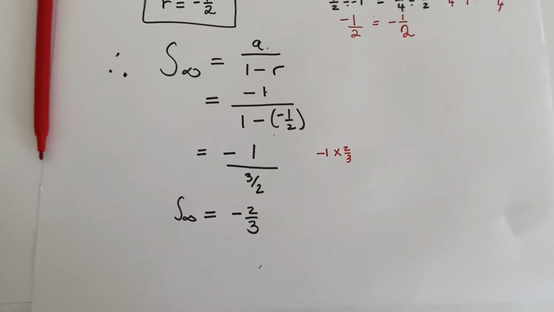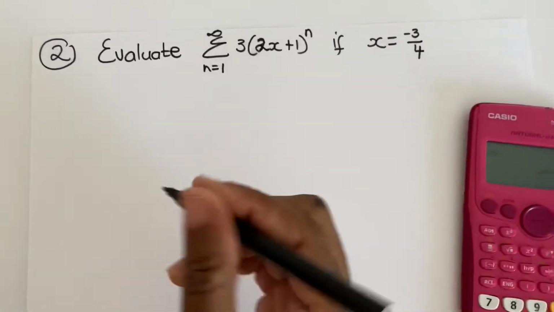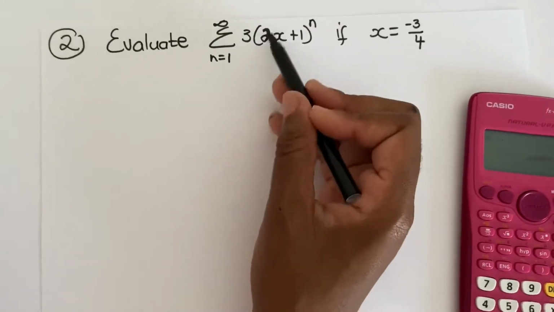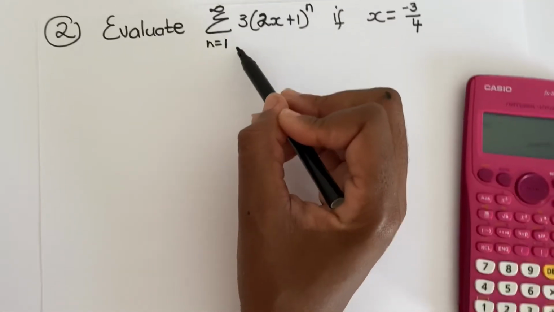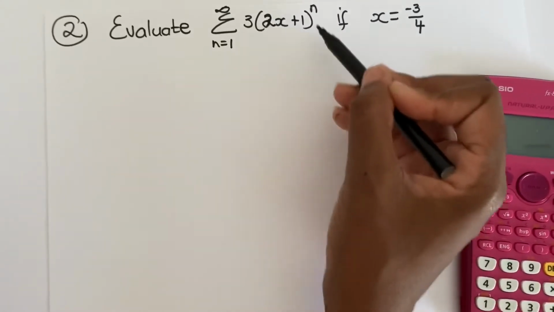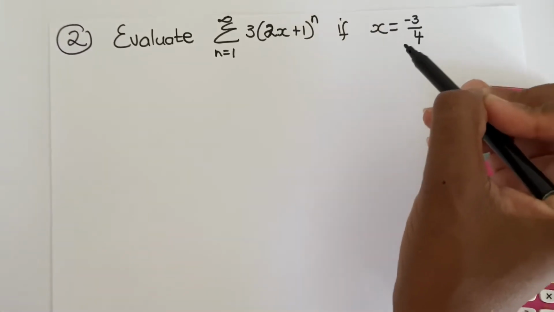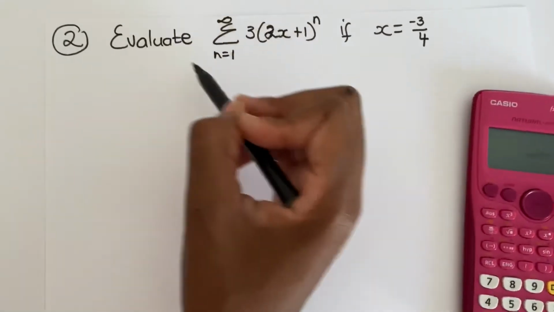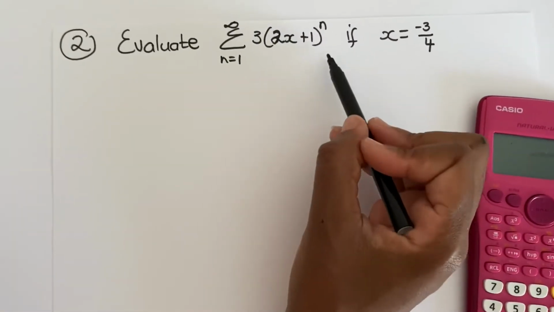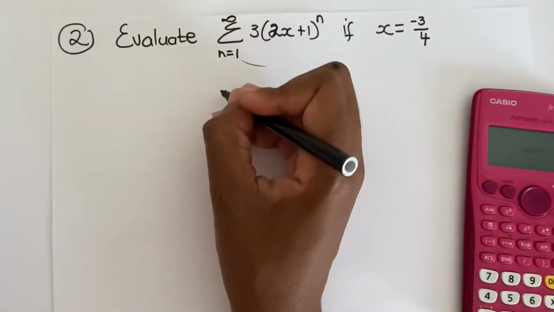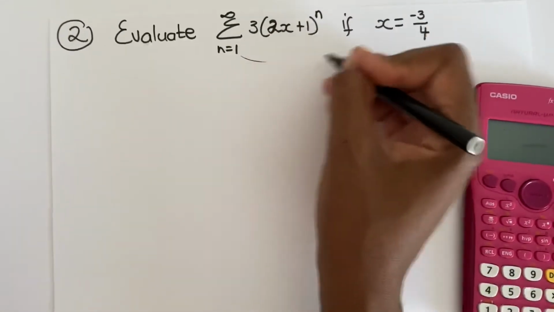Okay. So that is the first example. For the second example, we are basically going to look at finding the sum to infinity of this progression if x is equal to negative 3 over 4. The first thing you want to do is make sure you understand what is presented to you. So I know they want me to find this when x is that. So the first thing I want to do is find what this is if x is that.